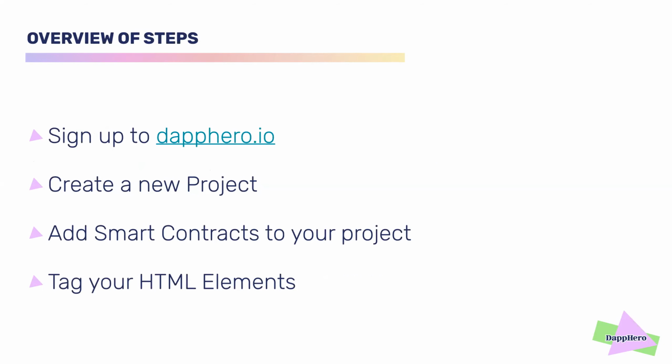So the overview of steps that we'll go through is sign up at DappHero. You will need an account to get started. We will create a new project. We'll add smart contracts to our project, and then we'll tag our HTML elements.